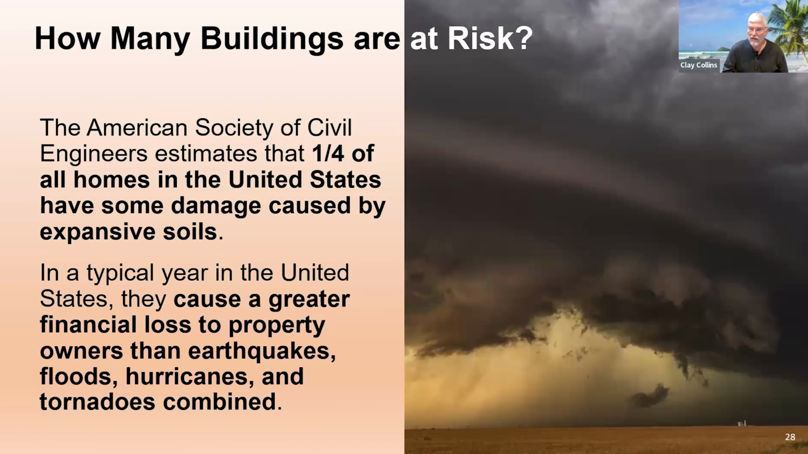A quarter of all the homes in the US have been damaged by expansive soils. It means 1 in 4 houses you're looking at, just based on averages, can have some impact. And that impact in terms of financial loss is more than earthquakes, floods, hurricanes, and tornadoes. So all of those weather events, all those so-called acts of God, don't have the impact of the slow and steady shrinking and swelling of the soils.